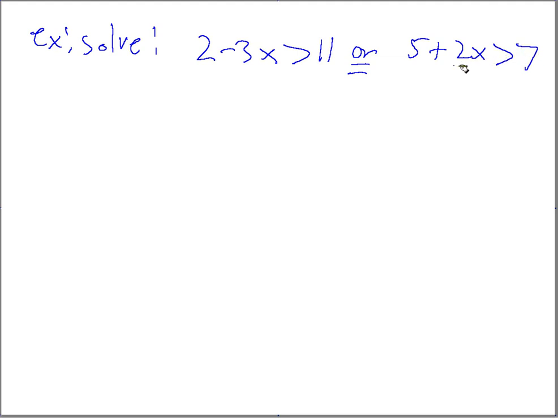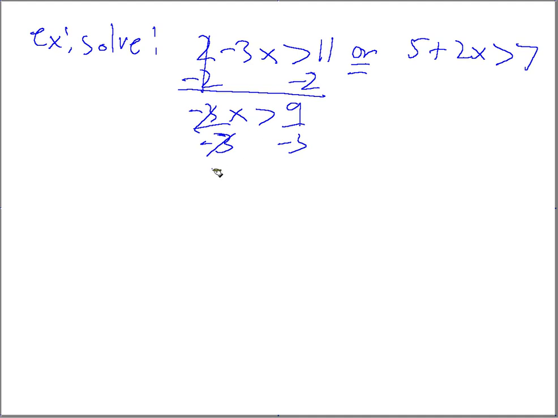Let's solve these separately. That's not too hard. Just subtract 2 on both sides. So negative 3x is greater than 11 minus 2, which is 9. Then divide both sides by negative 3. Again, dividing by a negative number, so we have to switch the inequality: x is less than 9 over negative 3, which is negative 3. So there's the first solution.